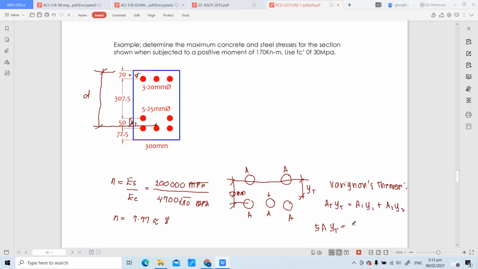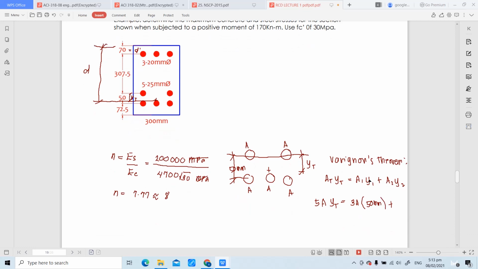Sa first layer, meron tayo tatlo, multiplied by Y1. Y1 being the distance of the centroid of this first layer papuntang axis of consideration, and that is equivalent to 50 mm. Plus A2. A2, yun yung area ng mga bakal sa second layer, at meron tayong dalawang bakal doon, multiplied by Y2, yung distance ng centroid ng mga bakal sa second layer papunta sa axis of consideration.